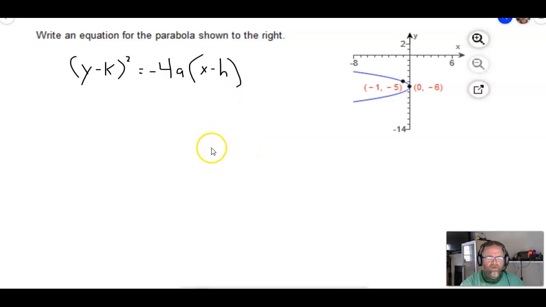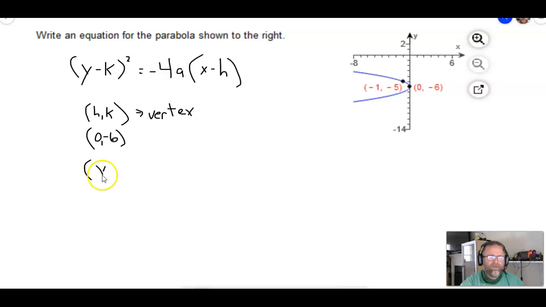In order to write the equation, we're going to need to be able to solve for h, k, and a. Now h, k is real easy because h, k is our vertex, the center bottom of the parabola here. So in this case, h, k is (0, negative 6). So the first thing I'm going to do is go ahead and plug those in for my h and my k.